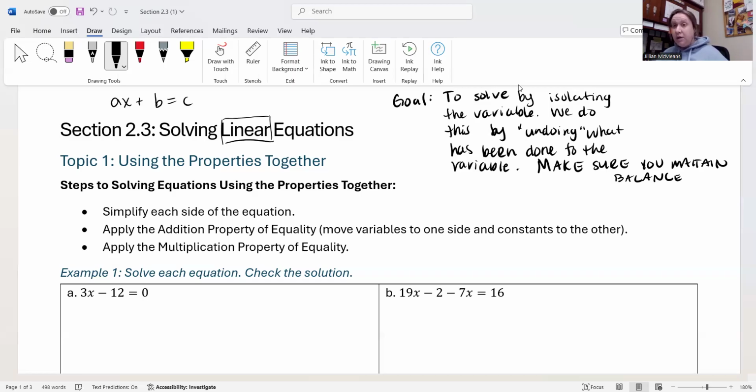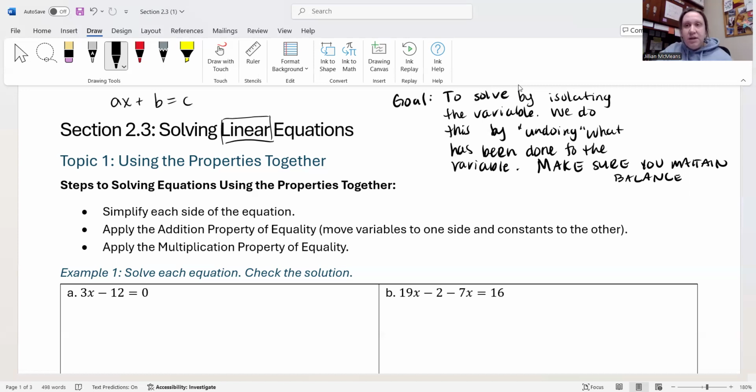So now when we use these properties together, the first thing we want to do is make sure the left and right hand sides are as simple as they can get, okay? And then we want to apply the addition property of equality first. That's going to help us get a single variable term equaling a single constant term. And then at the very end, we apply the multiplication property of equality.